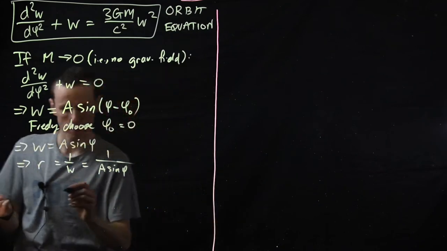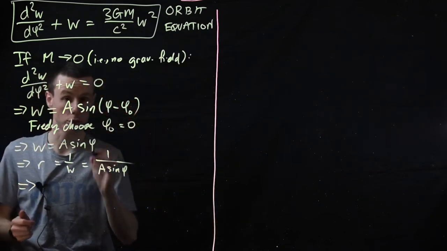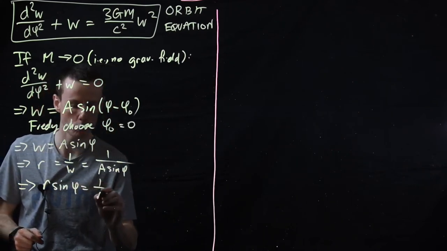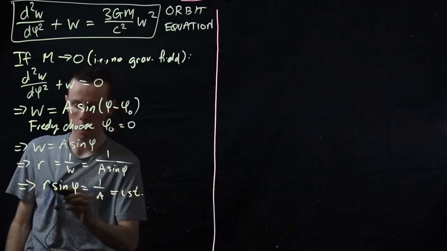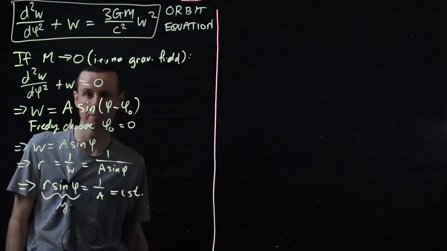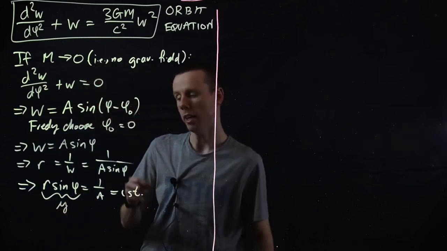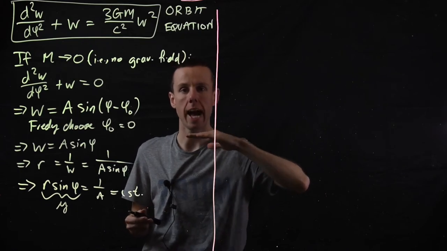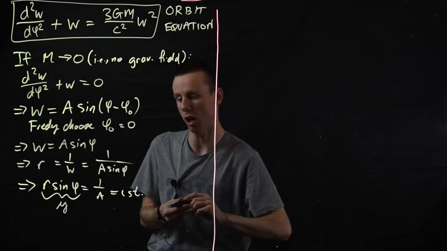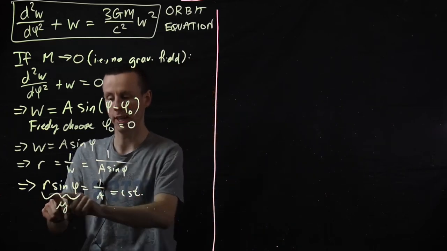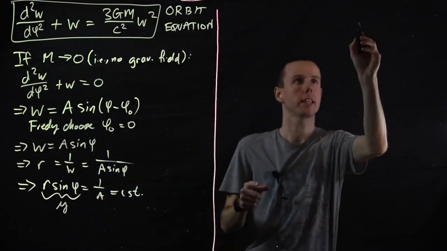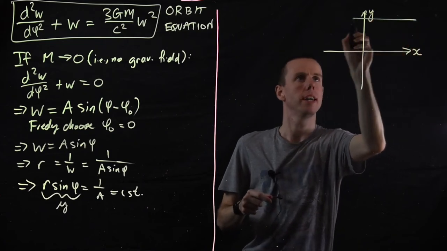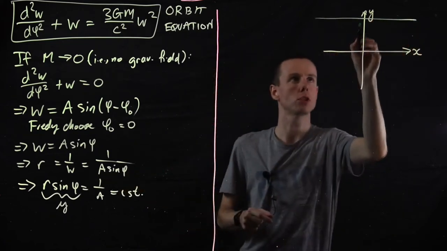Is it a straight line? Might not be obvious, but yes, it is a straight line, because if I multiply through by sine phi, I get r sine phi equals 1 over a, where a is a constant. But r sine phi is just y. So remember here we're in polar coordinates, in the plane theta equals pi over 2. So in that plane, x is equal to r cos phi and y is equal to r sine phi. So yes, the path of the photon is just a line where y equals constant. So it's like this. If I draw x, y, it's just a line where y equals constant, y equals 1 over a.